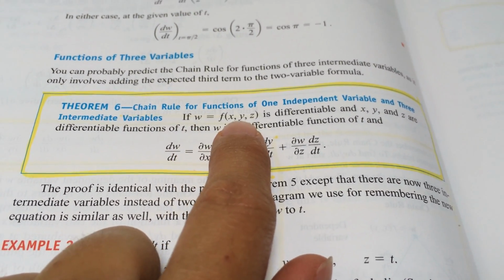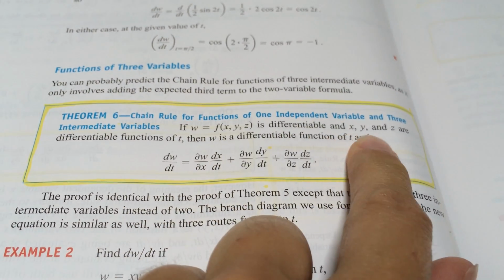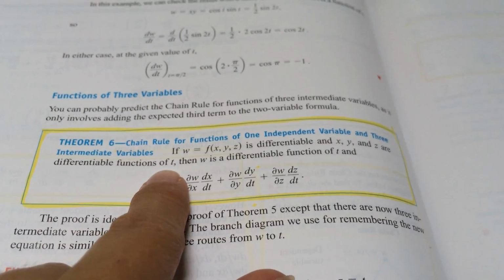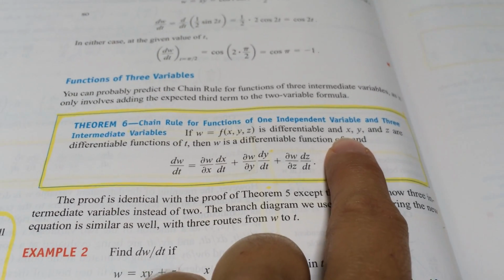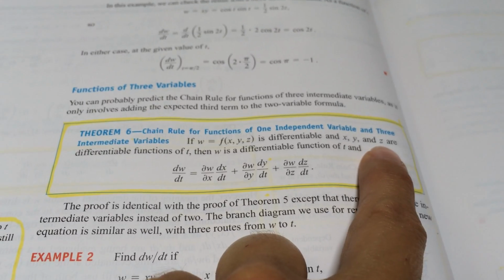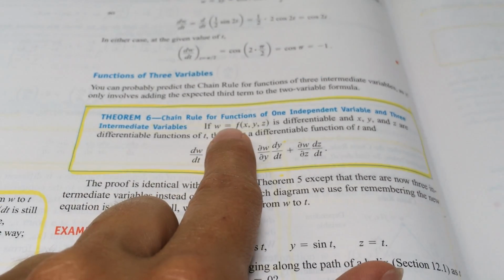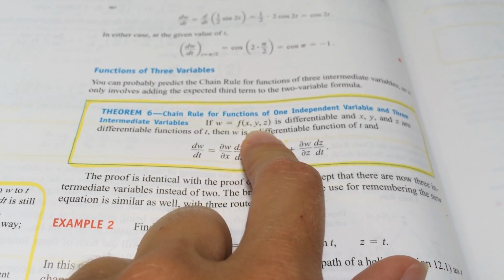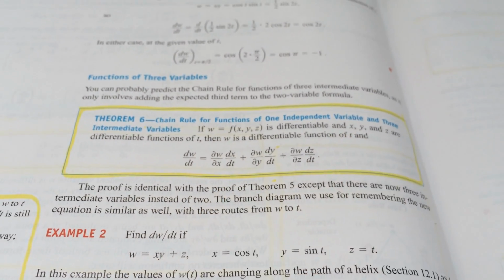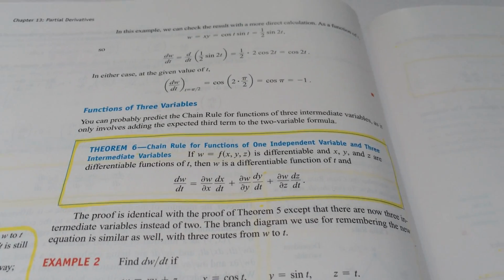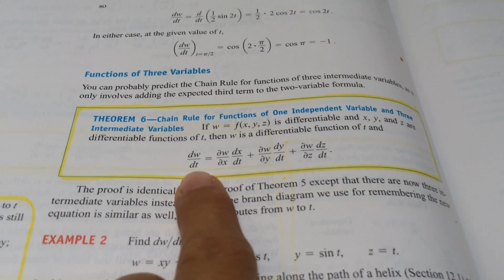So w now has 3 pieces, but x, y, and z are all, they didn't write it, but they're all functions of t. So it would be like x equals x of t, y equals y of t, z equals z of t. So they're functions of just t. So when you take the derivative of the w, it's going to be partial derivatives because multiple variables. When you take the derivative of x, y, and z, it's going to be regular derivatives because they're a function of just t. So here's the formula.